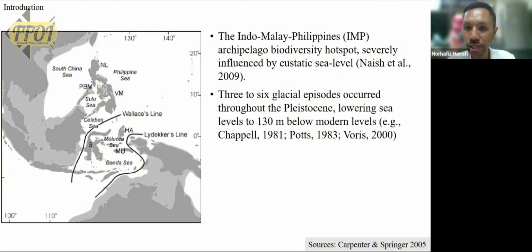The Indo-Malay-Philippine Archipelago is actually influenced by static sea level, which rises and falls. There were 3 to 6 glacial episodes during the Pleistocene, about 10,000 to 12,000 years ago, lowering the sea level by 130 meters.